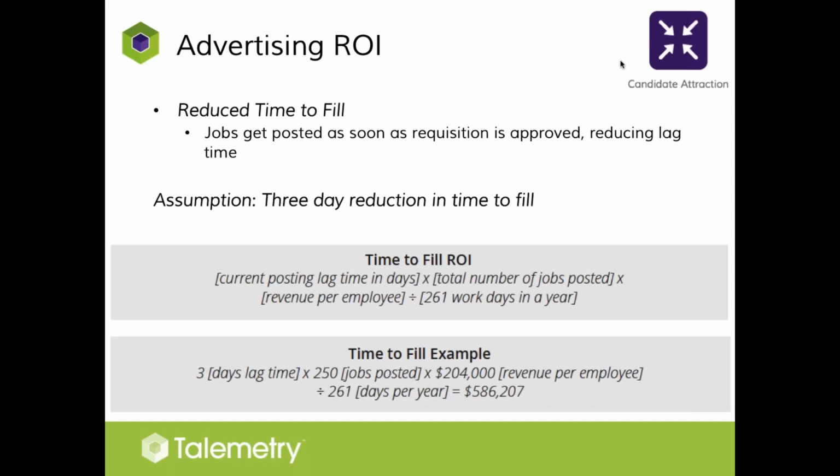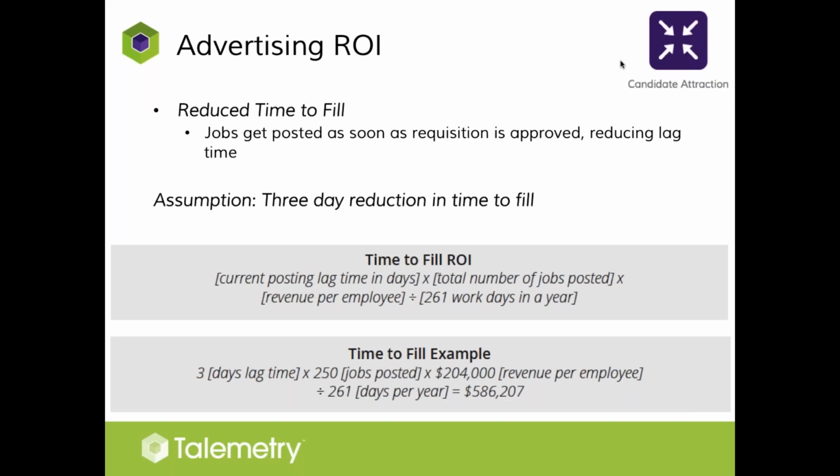So what does that look like from an ROI perspective, right? You take your current posting time in days. How long does it take to post a job? You multiply that out by the number of jobs you've got posted out there. Take that revenue per employee, right? And then divide that by the number of work days in a year, okay? And there's your time to fill.